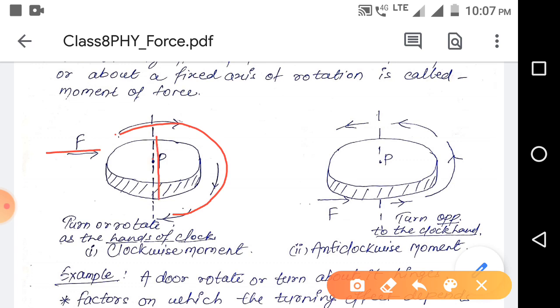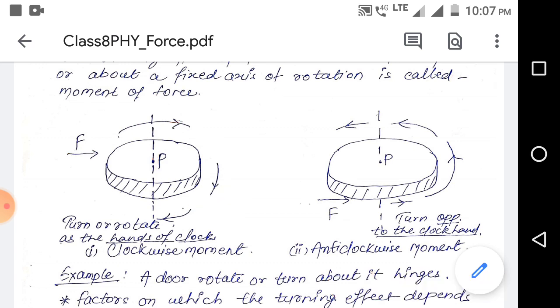Now you can easily understand that the direction of rotation is like the clock hand rotates. Okay, it is the same as the clock hand rotates. So this type of rotation is called clockwise rotation, and that's why this type of moment of force is called clockwise moment.